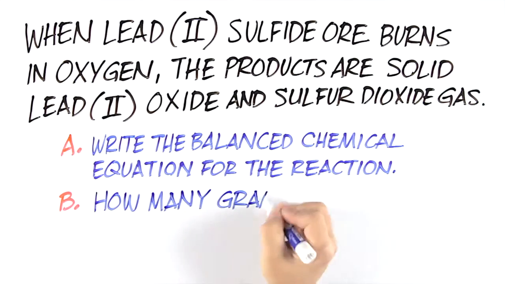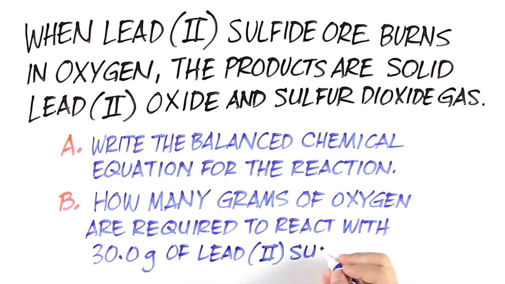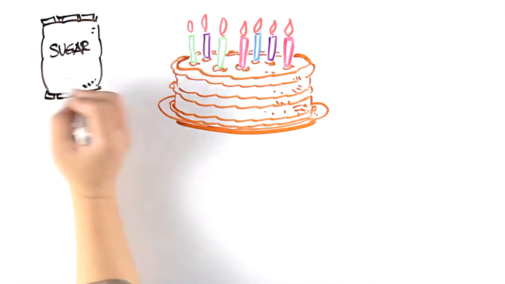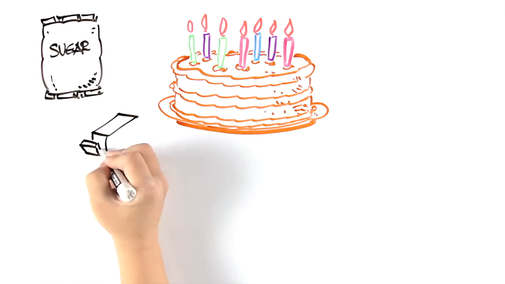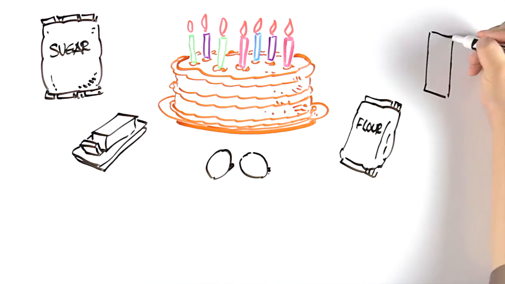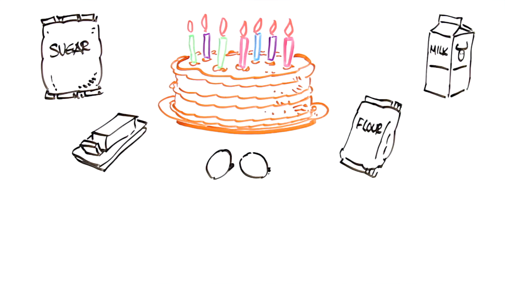The second part of the problem is the tricky part. Based on the chemical equation you just wrote, can you determine how much oxygen is needed if you have 30.0 grams of lead-2 sulfide? Think of the problem like this. Let's say you're trying to bake a cake, and the recipe calls for 1 cup of sugar, half a cup of butter, 2 eggs, 1.5 cups of flour, and half a cup of milk. Remember that that's the amount of stuff you need in order to make one cake.